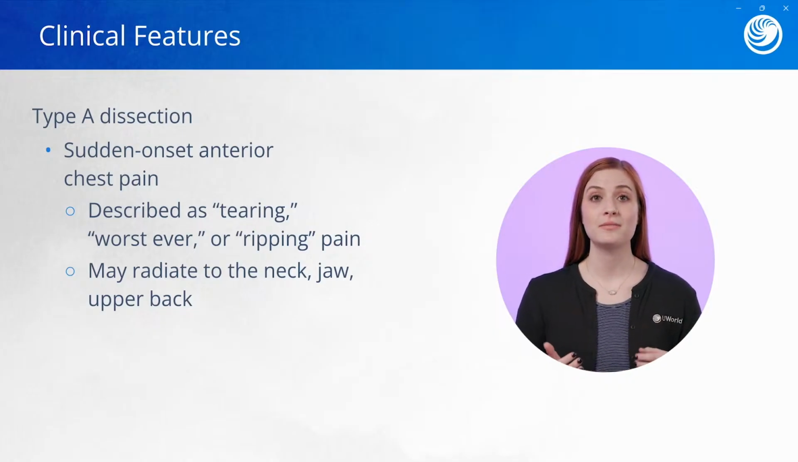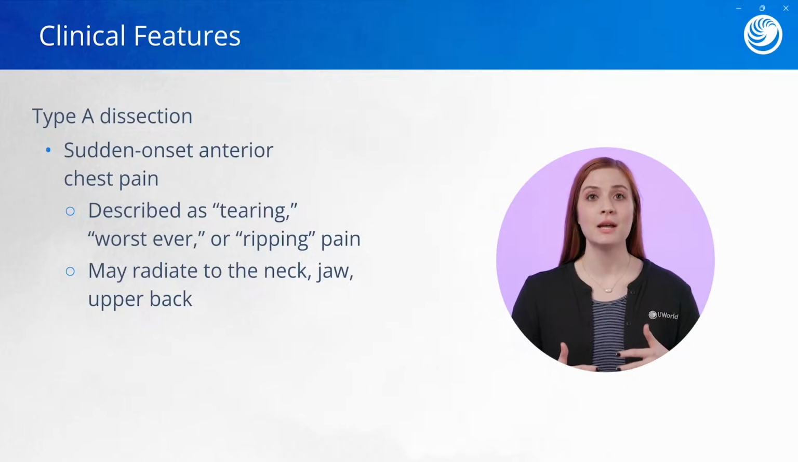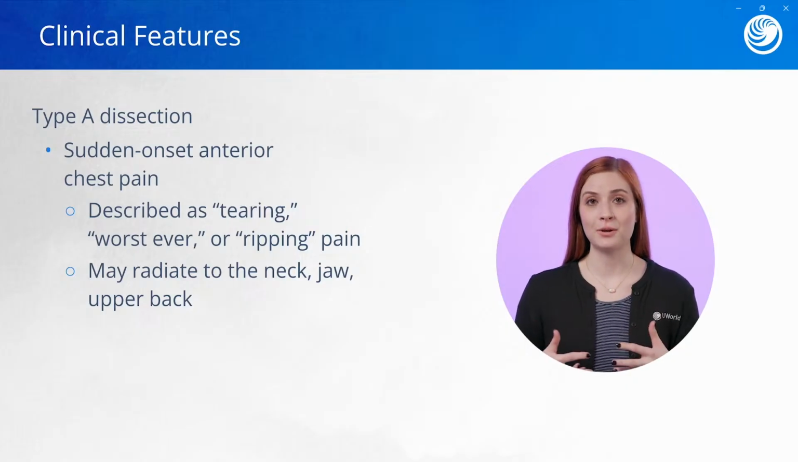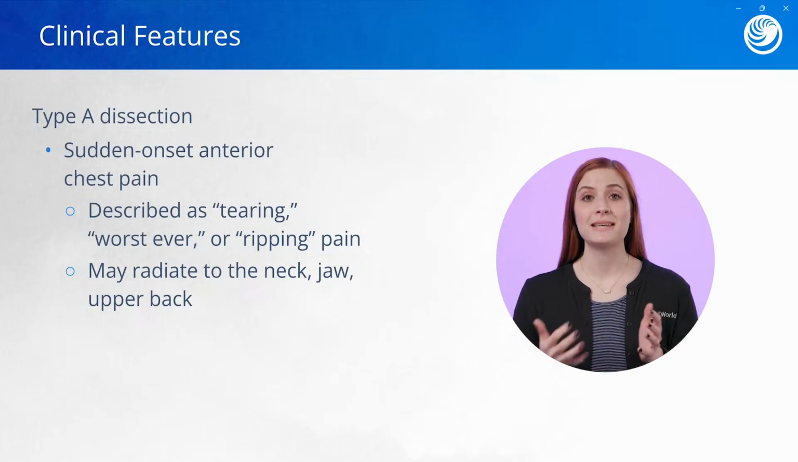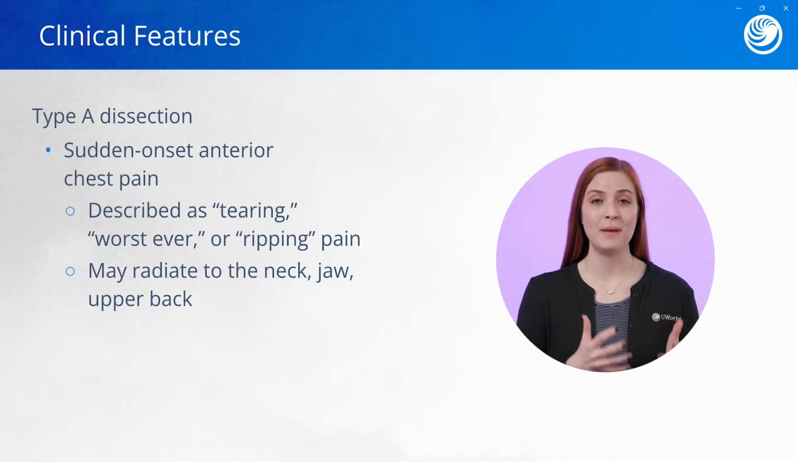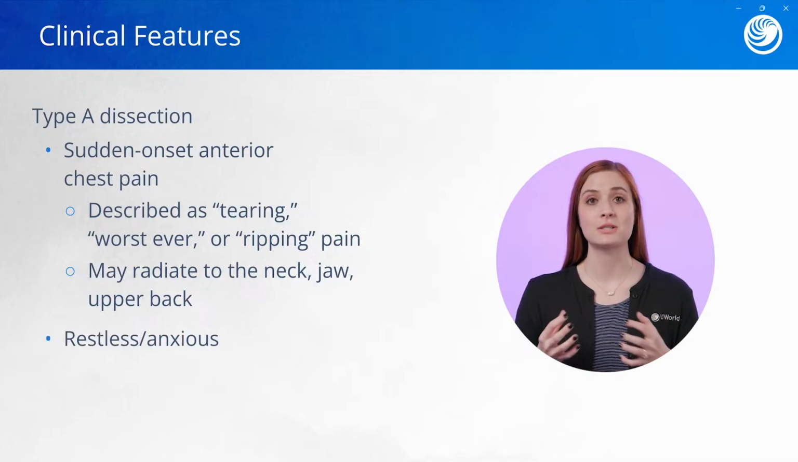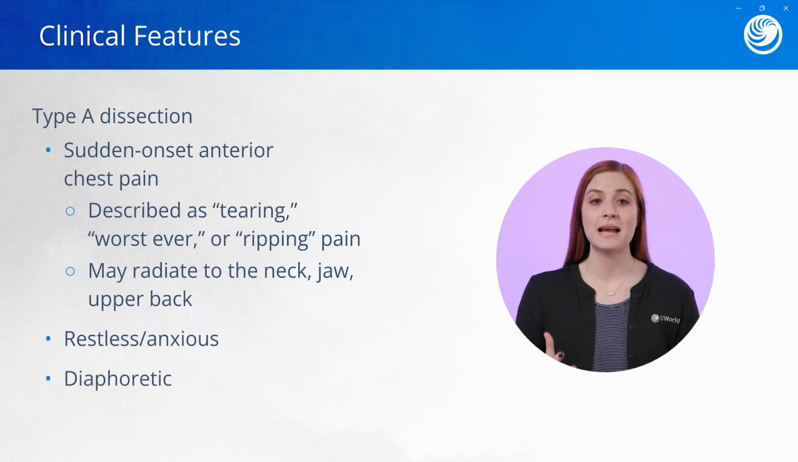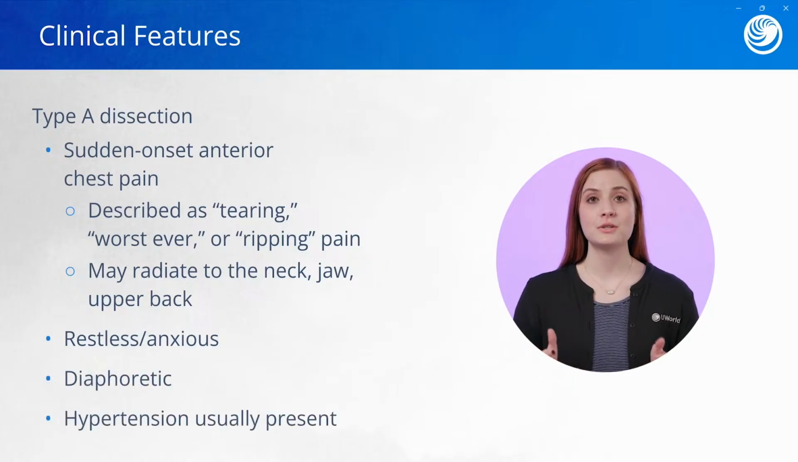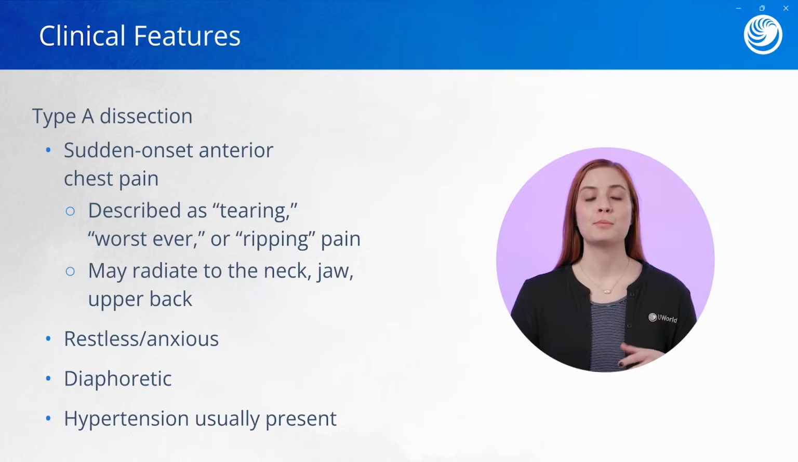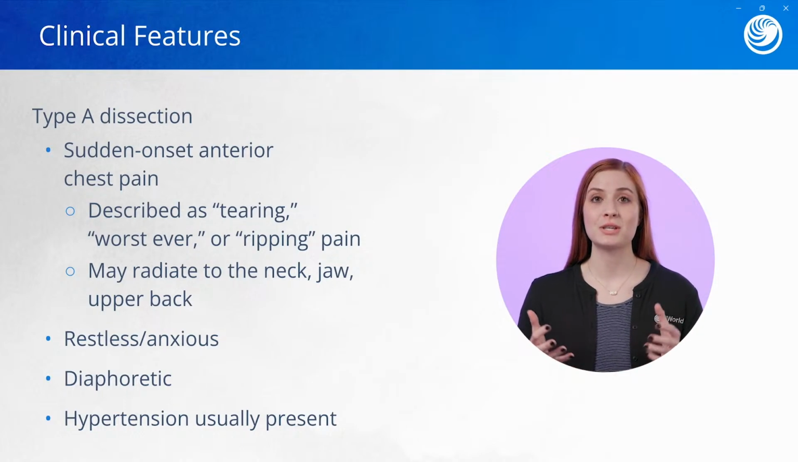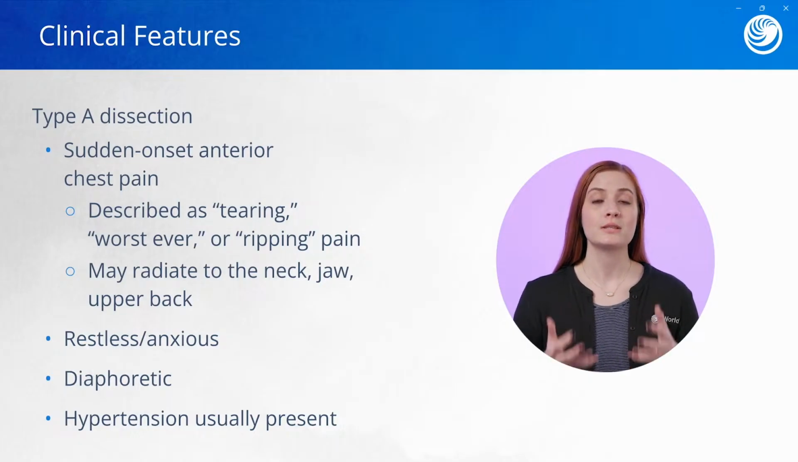As blood begins to fill between the media and the intima, there's going to be less blood circulating around. So clients are going to become tachycardic. This, combined with pain, is going to make clients feel restless or anxious, and they're also going to be diaphoretic. Hypertension is also usually present. Like I said, hypertension can cause aortic dissection, but also once the dissection has occurred, the body is going to be trying to pump more and more blood to the extremities, even though it has less blood to circulate. This is going to raise our blood pressure.